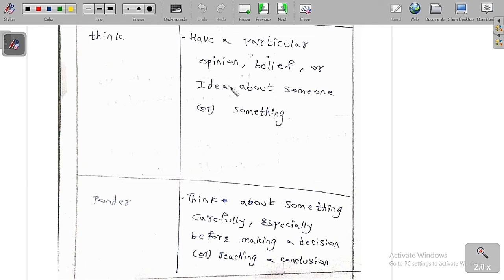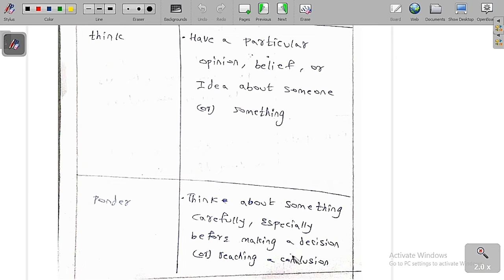So therefore think means having a particular opinion, belief or idea about someone or something. Ponder means think about something carefully, especially before making a decision or reaching a conclusion. It means you are thinking about something very carefully, and after that you are making a decision based on the thinking.